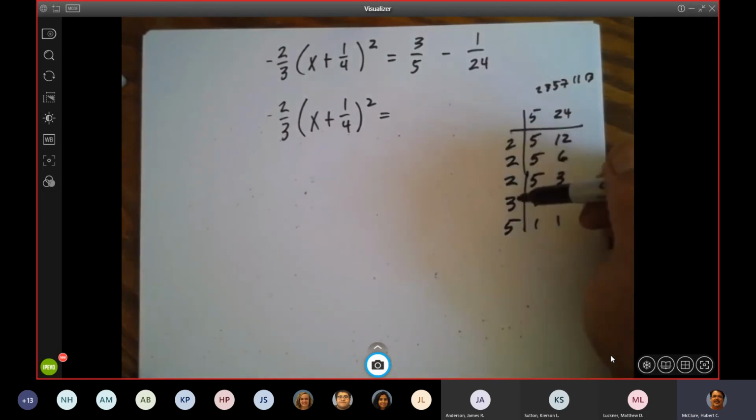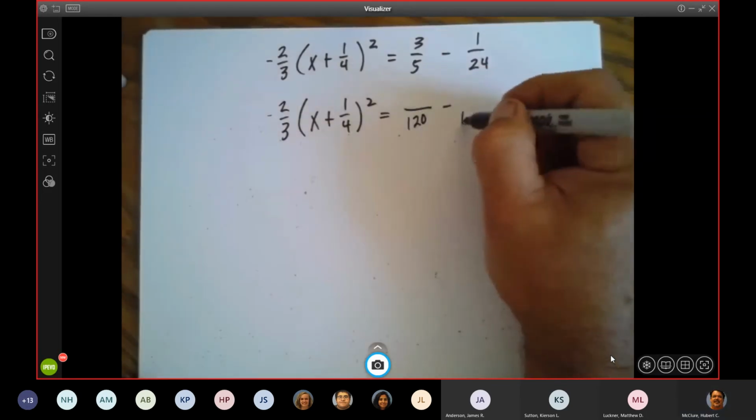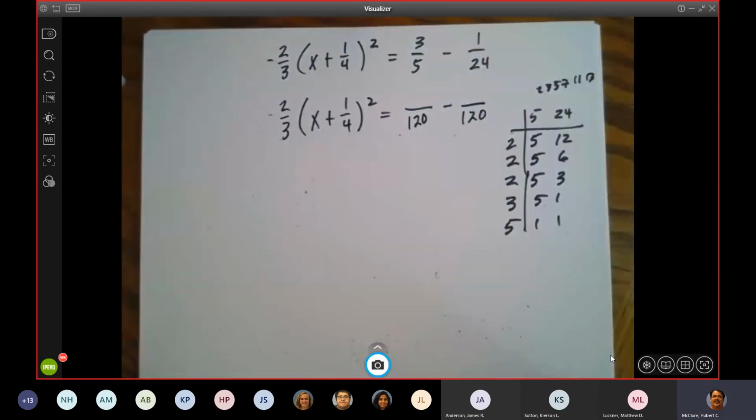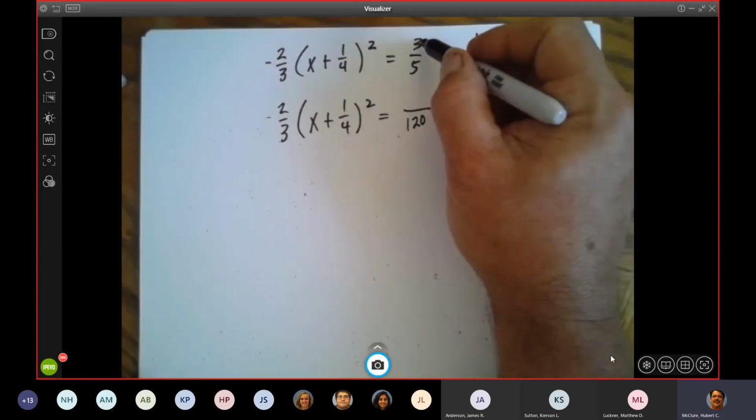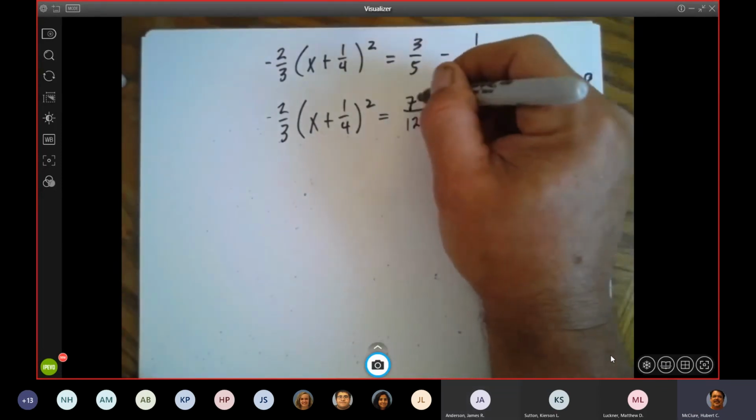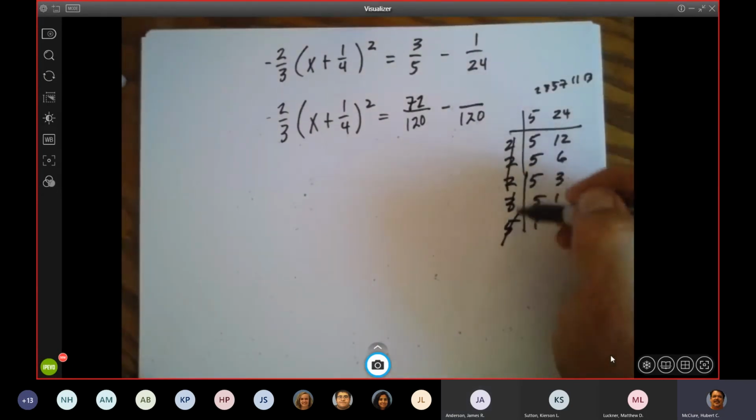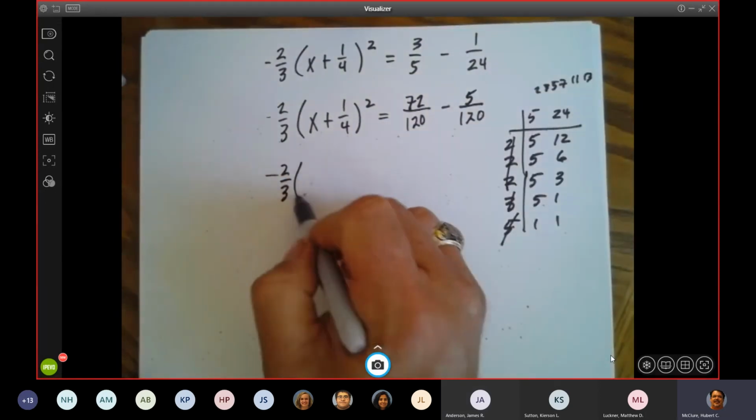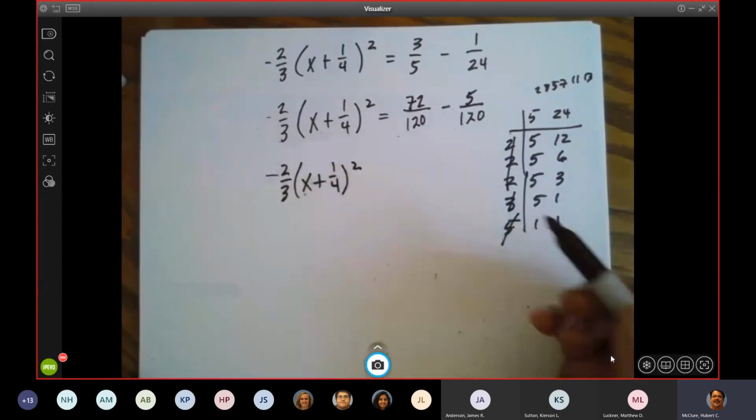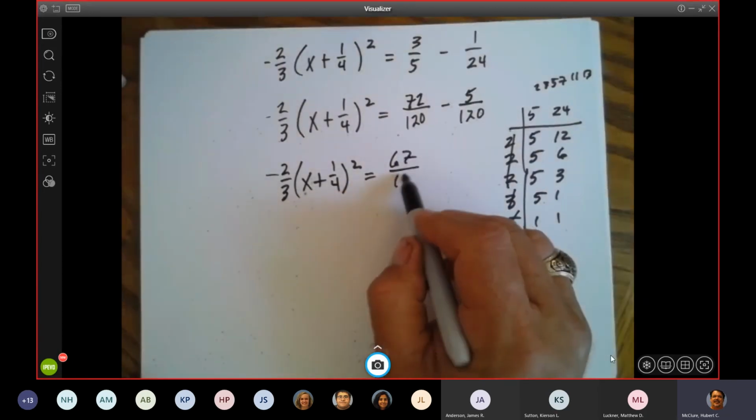So that's 8 times 5 is 40. 40 times 3 is 120. So 5 will go into 120, 24 times. 24 times 3 is 72. Somebody check me. And then 24 is 8 times 3. 5 times 1 is 5. So that's negative 2/3 times x plus 1/4 quantity squared is equal to 72 minus 5 is dang old 67. Somebody check me. 67 over 120.